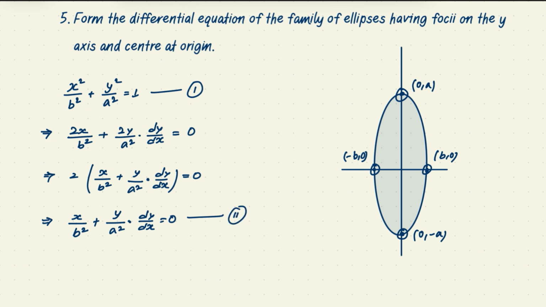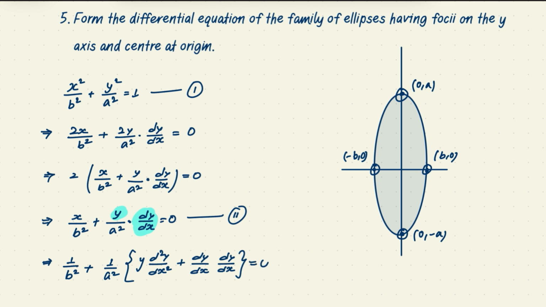Now again let us differentiate both sides with respect to x, then 1 by b square is constant and d/dx of x is 1, so we will have 1 by b square only here, plus here 1 by a square is constant, and since there are two functions getting multiplied, that is y into dy over dx, for that we will apply the product rule. So keeping y and differentiating dy over dx, we will have d2y over dx2, plus keeping dy over dx and differentiating y, we will get dy over dx only, equals 0.